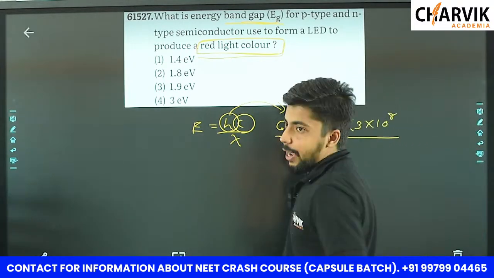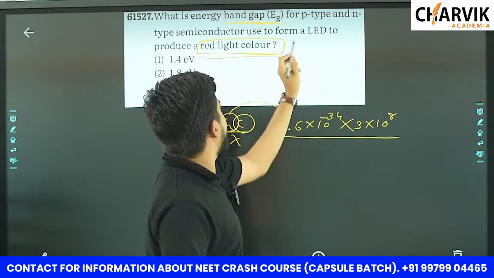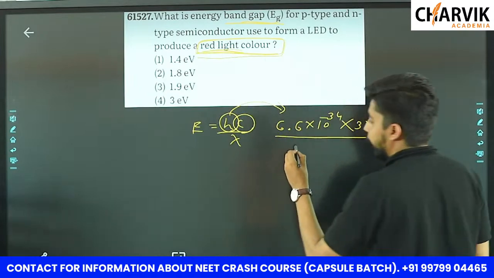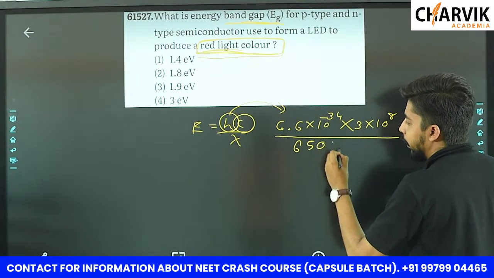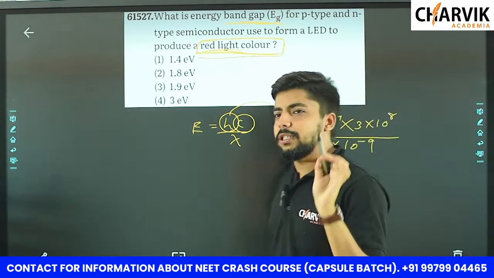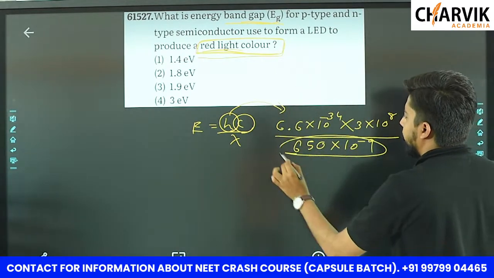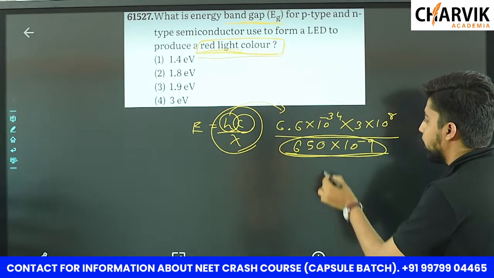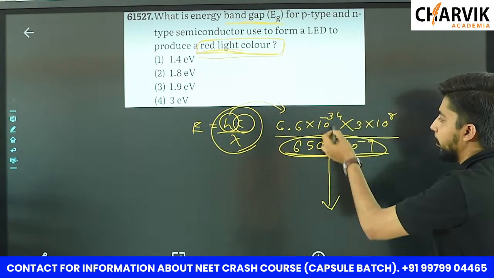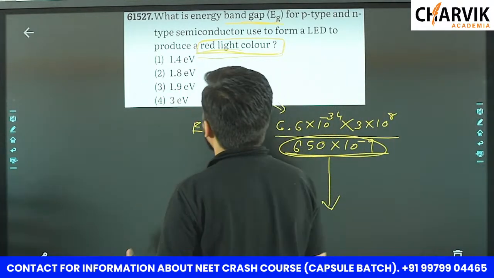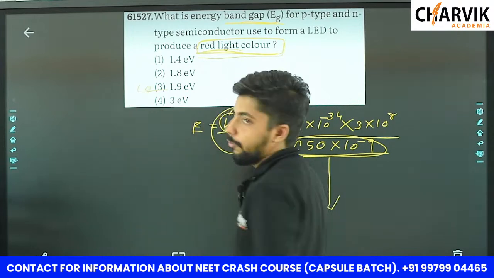Divided by λ. Now for the wavelength, you need to remember that the wavelength of the red color light is 650 nanometer, which can be written as 650 × 10^-9. Only this much data you need to remember. If you remember this and this equation, you can easily solve the question and gain the mark. Now further you can calculate it by the calculator and you will get the answer of 1.9 eV.